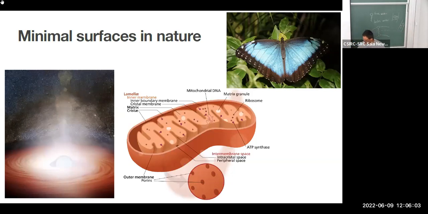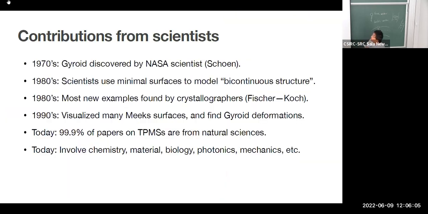So anyway, it is everywhere. So here is the history of contributions from scientists. First, the gyroid was not discovered by mathematicians. Chen was a NASA scientist who seems to have been bored and did a lot of model making.